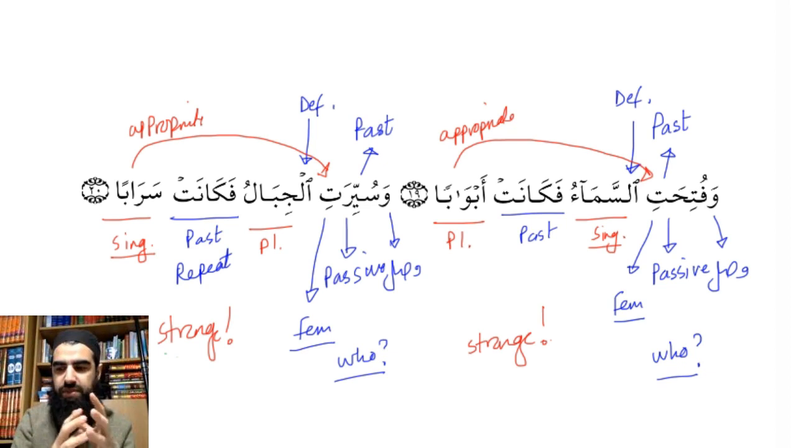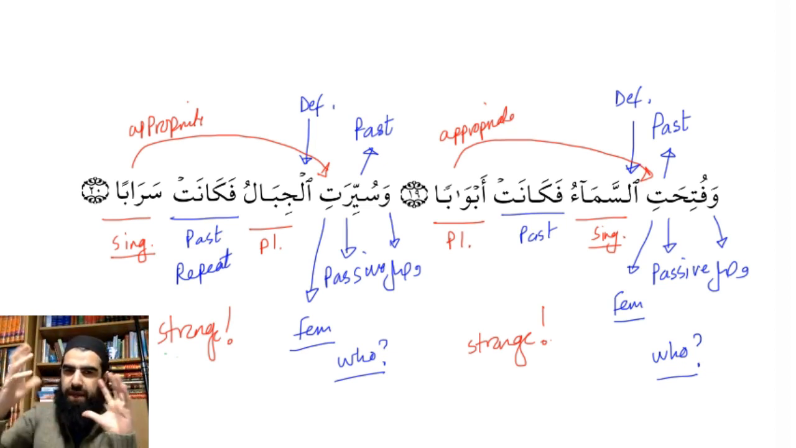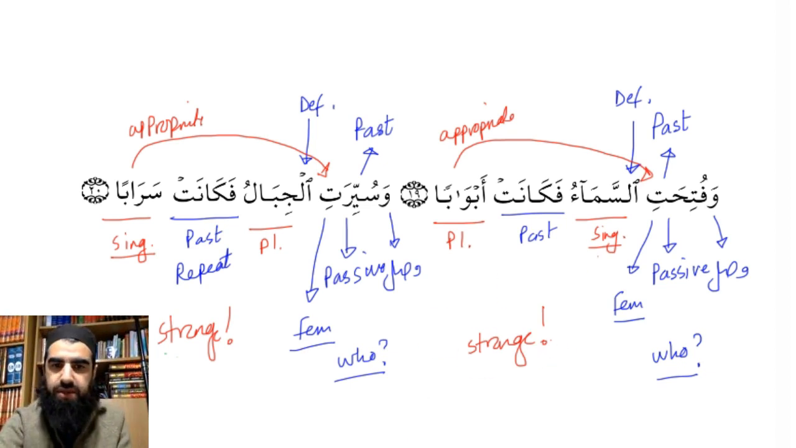And suyiratil jibalu fakanat saraban, the same thing over here. What kind of background music, what kind of camera trickery would take place to achieve this? And this has been achieved by the language. This kind of strangeness is very important as well, because the whole surah has a strange and eerie atmosphere. Naba al-azim, a great news. And here you have this sky opening up and becoming doors, and the mountains moving.